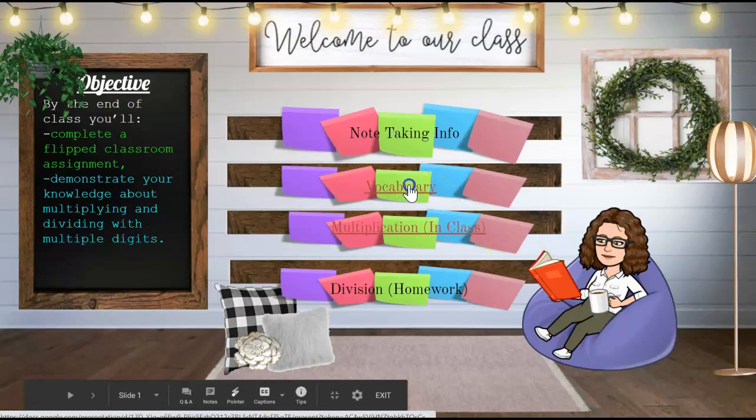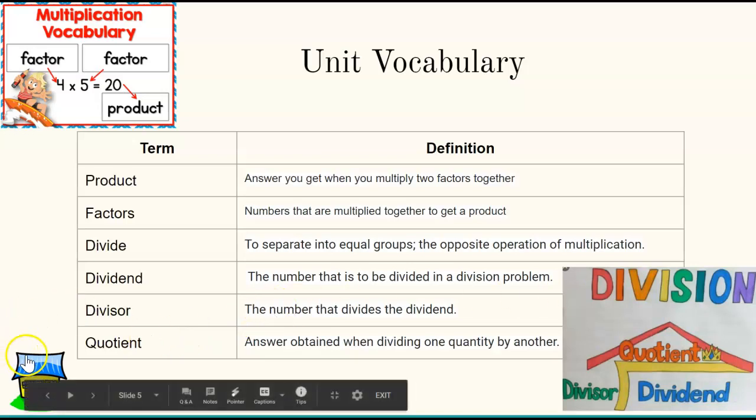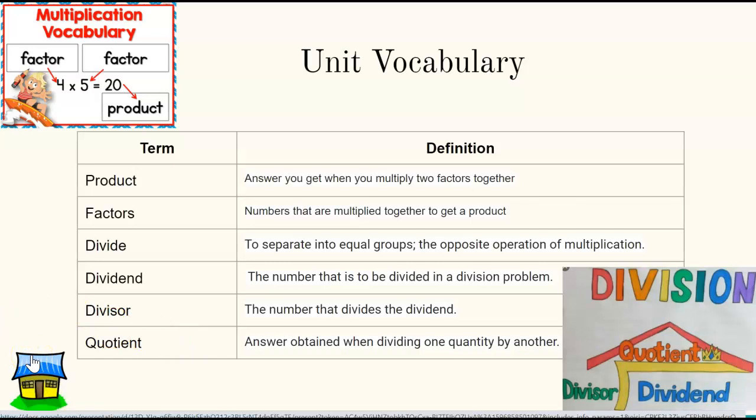From there, we went into vocabulary, where you have product, factors, divide, dividend, divisor, and quotient. I gave you a couple of little images to help you remember. Also remember that you will find all of your unit vocabularies in Quizlet and in the useful link on your home page for this class. It links you straight over to Quizlet, and where you can practice everything, do quizzes, games, whatever you would like.